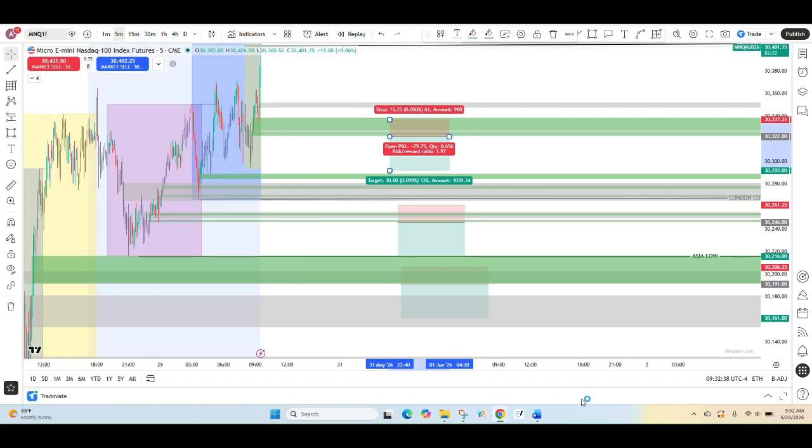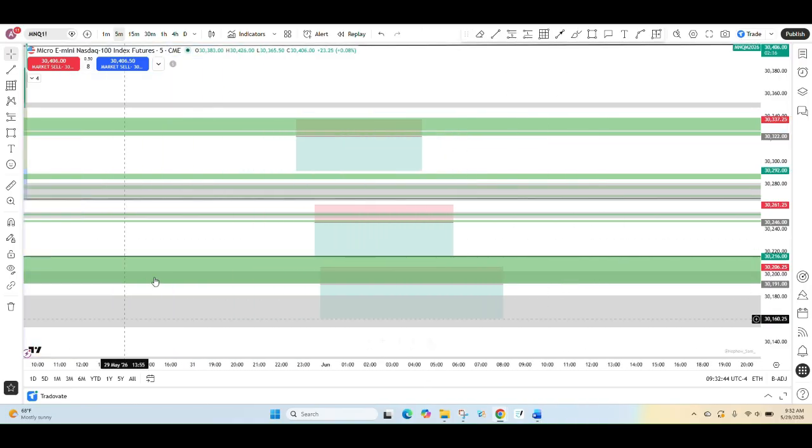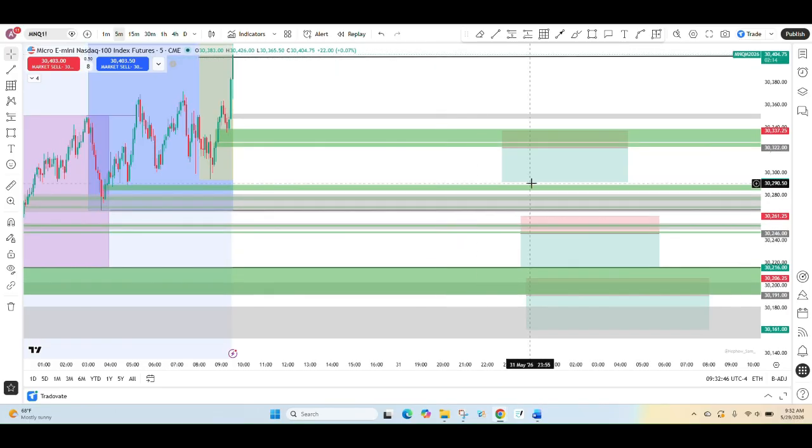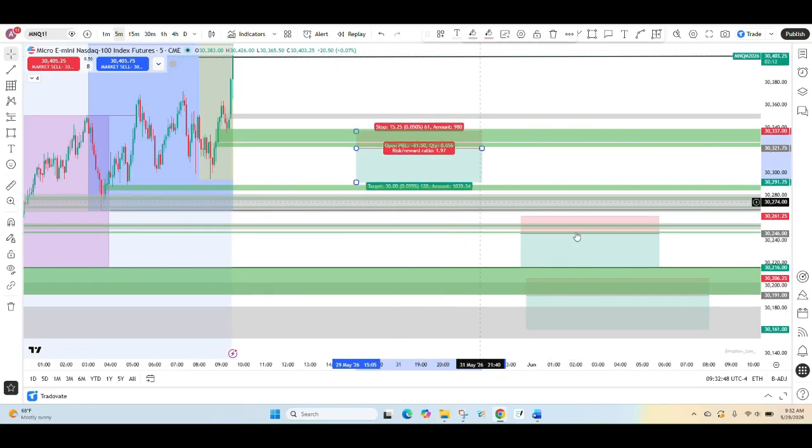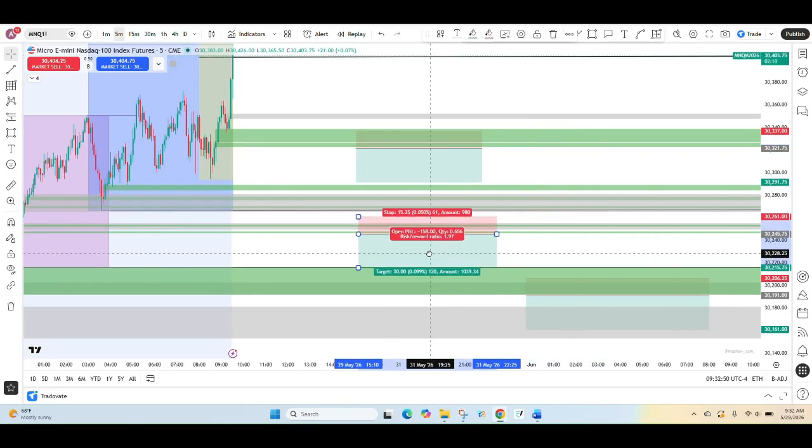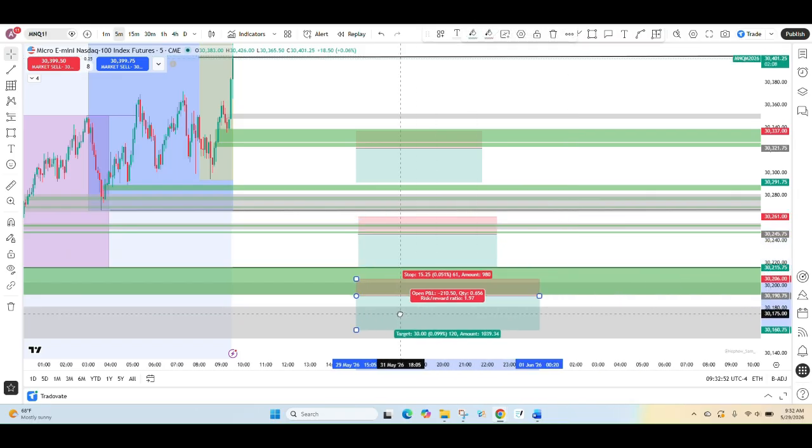9:32, we have 3 more minutes. Yeah, let me see if I can mark out any key levels because I was rushing. I didn't really look on any of the other time frames for key levels.